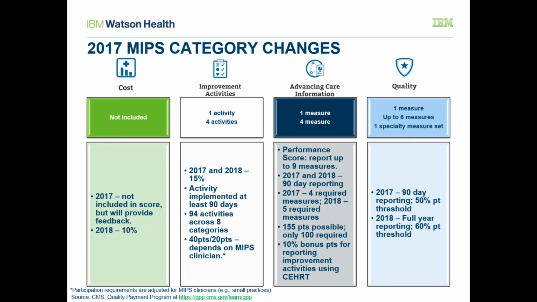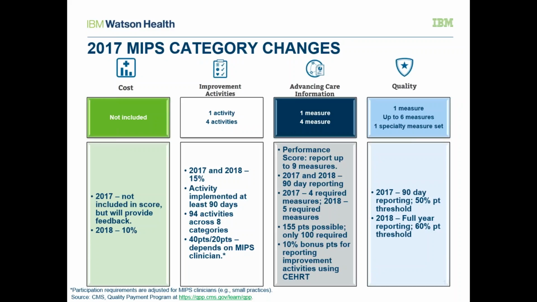For 2017 and 2018, there's that 90-day reporting, which is what at minimum they're requiring folks. The reason for it is that, again, they're trying to move towards the electronic use of records, and so they're allowing folks to slowly transition into that.